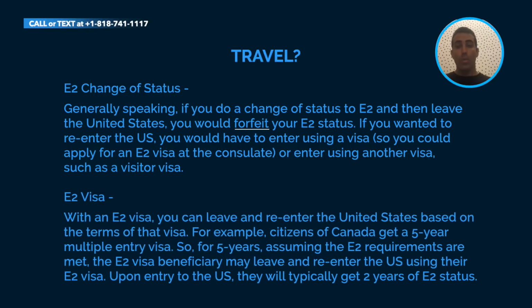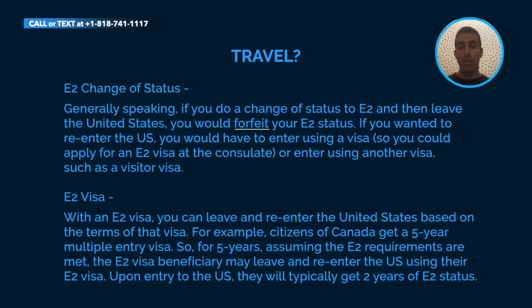Now, E2 visa. With an E2 visa, you can leave and re-enter the United States based on the terms of that visa. For example, I was alluding to this earlier in this video, not all E2 visas are the same. Citizens of Canada will generally get a 5-year visa that's eligible for multiple entry, meaning that that person could leave the United States and re-enter the United States while that E2 visa is valid. But that's not always the case. Citizens of Jordan get a 3-month single entry visa, meaning that their visa is valid for 3 months and they can only use it to enter the United States one time. And then when they enter the United States, they likely get 2 years of status.